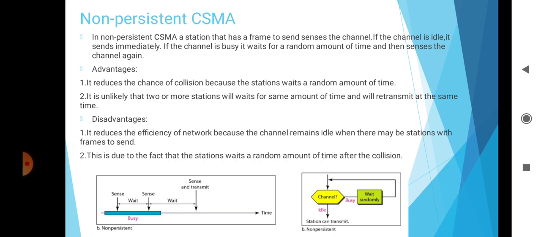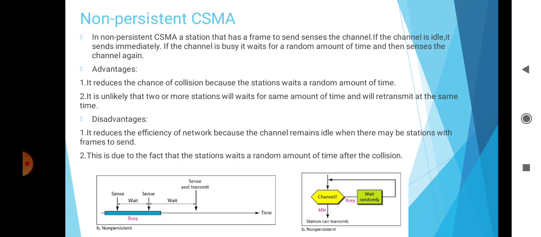The advantage is that it reduces the chance of collision because the stations wait a random amount of time. It is unlikely that two or more stations will wait for the same amount of time and retransmit at the same time. The disadvantage of non-persistent CSMA is that it reduces the efficiency of the network, because the channel remains idle when there may be stations with frames to send. This is due to the fact that stations wait a random amount of time after the collisions. Here, this is the figure for non-persistent CSMA.